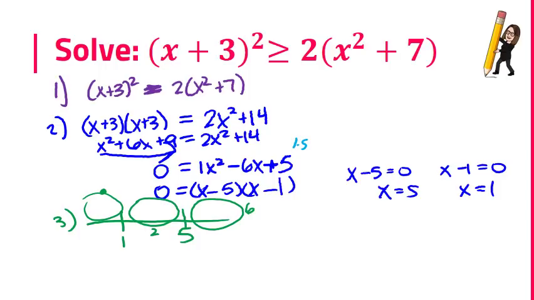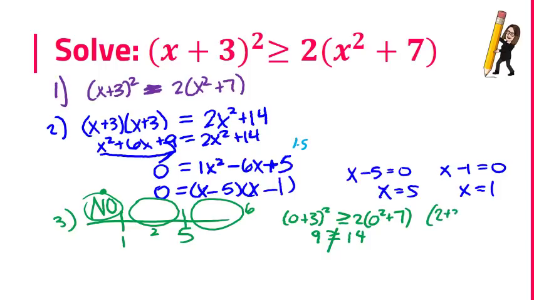So plug it back into the original. If I plug 0 into the original, okay, I end up with 3 squared, which is 9. 0 squared, 0 plus 7, 7, 7 times 2, 14. Not true. I'm going to make a guess the next one should be true, but let's make sure.